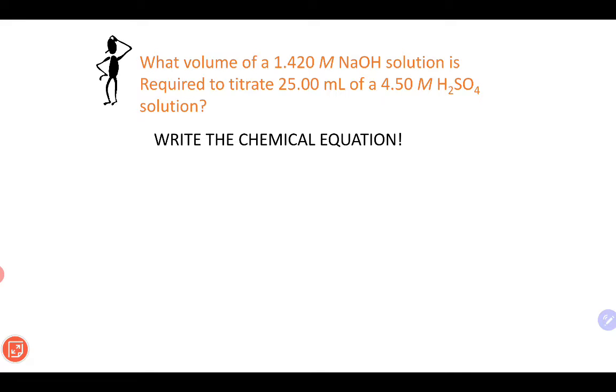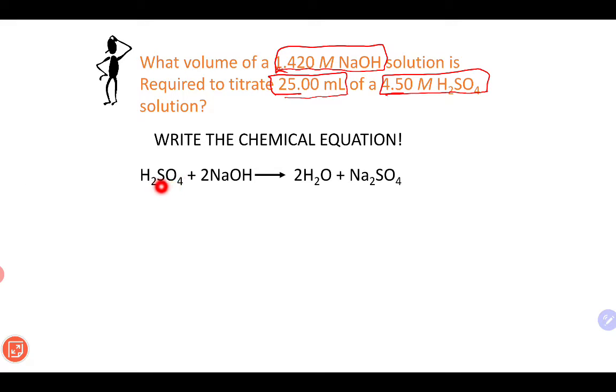Here's another example of a titration problem that requires us to find the volume of a solution instead of the molarity. So this one says, what volume of 1.420 molar NaOH is required to titrate 25 milliliters of 4.50 molar H2SO4? And I need a balanced chemical equation to do a stoichiometry problem. So my equation is H2SO4 reacting with NaOH to make two waters and sodium sulfate. This is an acid-base reaction.